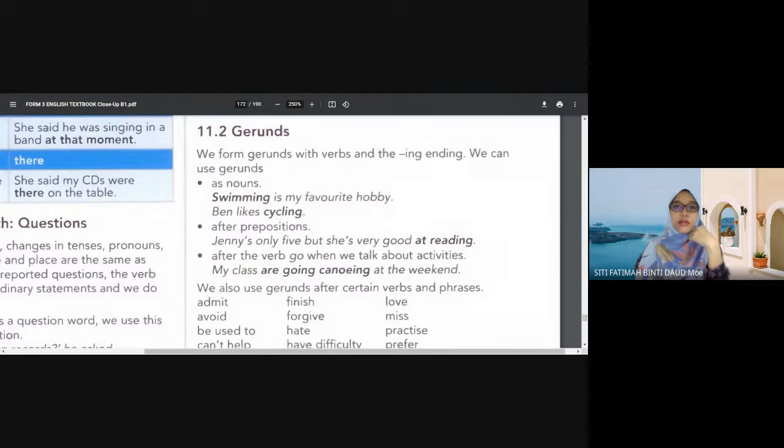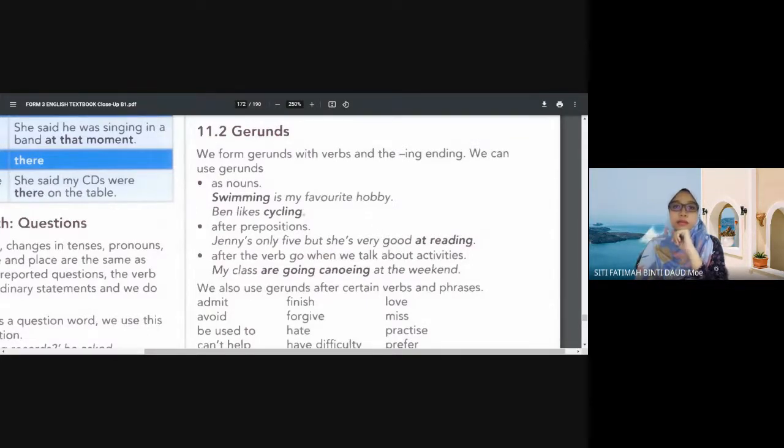We form gerunds with verbs and the ing ending. We can use gerunds as nouns. Noun is kata nama. For example, swimming is my favorite hobby. Or Ben likes cycling. So we don't say swim is my favorite hobby. We say swimming. If you want to say cycle, Ben likes to cycle to school. But if you just want to say generally, Ben likes cycling.